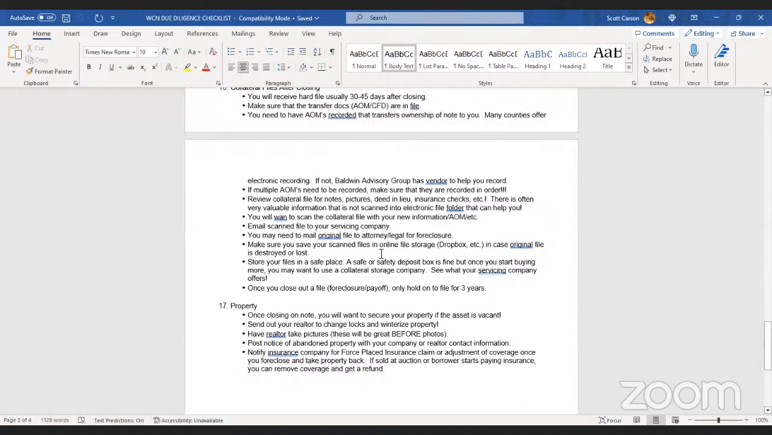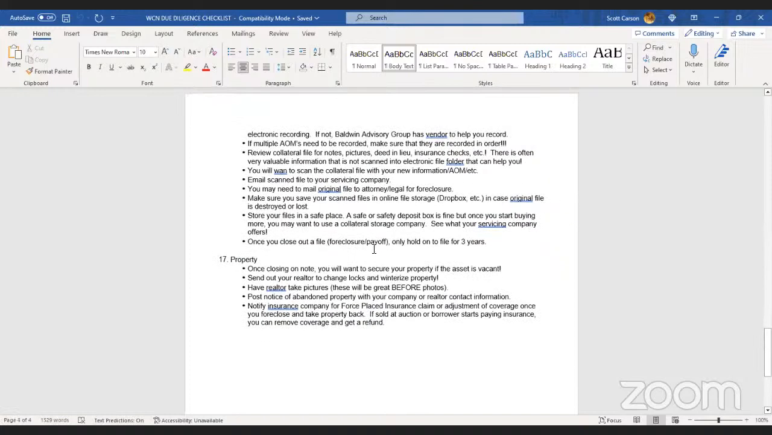When you're looking at your due diligence docs and making offers, save the files to Dropbox, and take your scanned files and save them to Dropbox or Box or something electronically, in case somehow the original file is destroyed or lost. Then you could do a lost note affidavit or something like that, but make sure you scan the files and keep them somewhere safe.